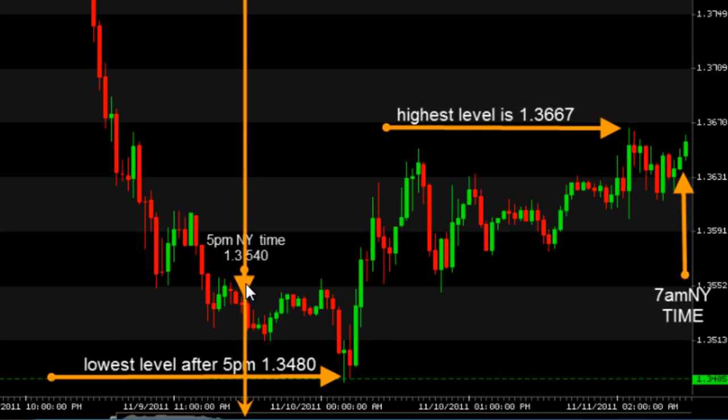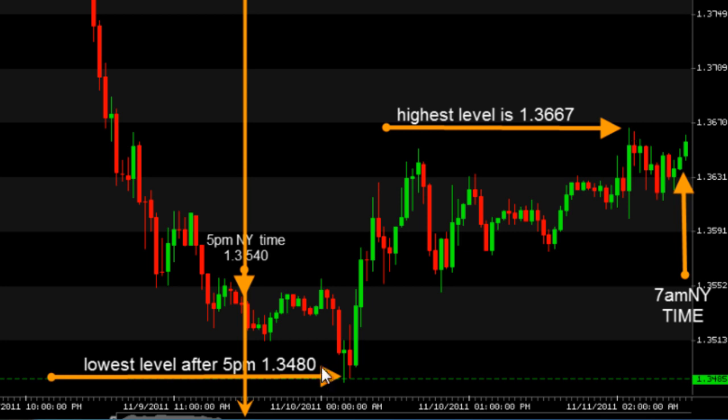Now from 135.40, you can see that the price moved lower to the lowest point of 134.80. Then during the Japanese session and the European session, you can see the price continued moving higher all the way up to the highest level of 136.87. The price gradually moved down and we're almost at the same level of the highest point.